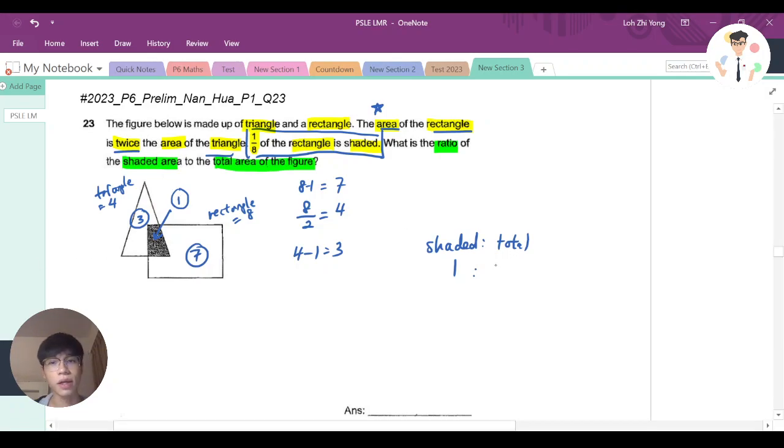That will be what? 3 plus 1 plus 7. Remember that the shaded part is an overlap. That's why it's counted once only. So the shaded will be 1, and the total is 3 plus 1 plus 7, which is equivalent to 11. So 1 to 11. And we are done for this question. Okay, let's move on to our next question.